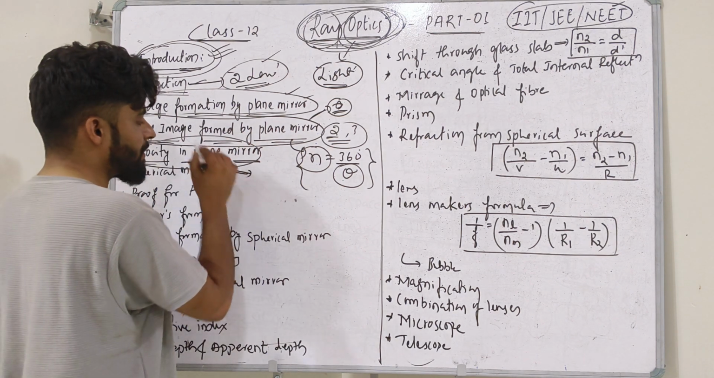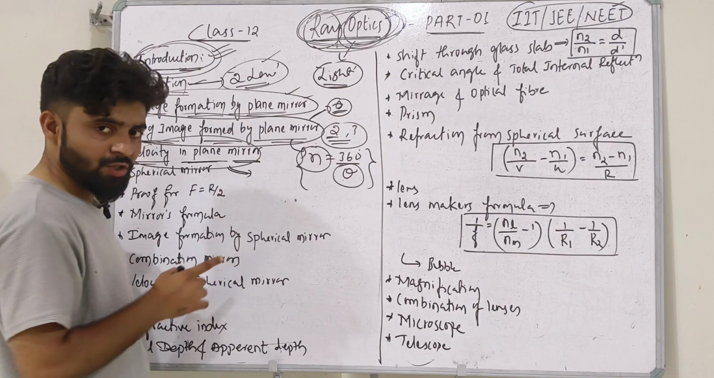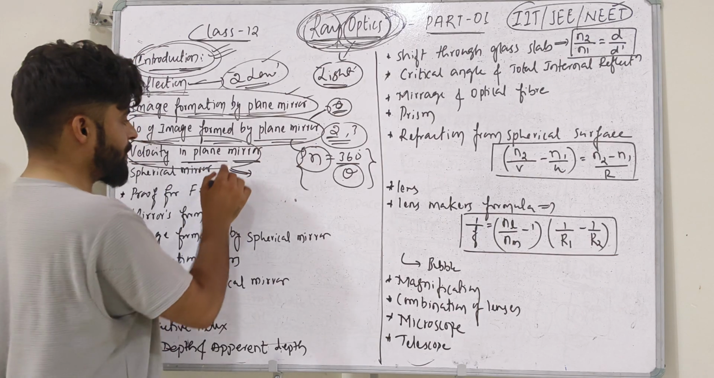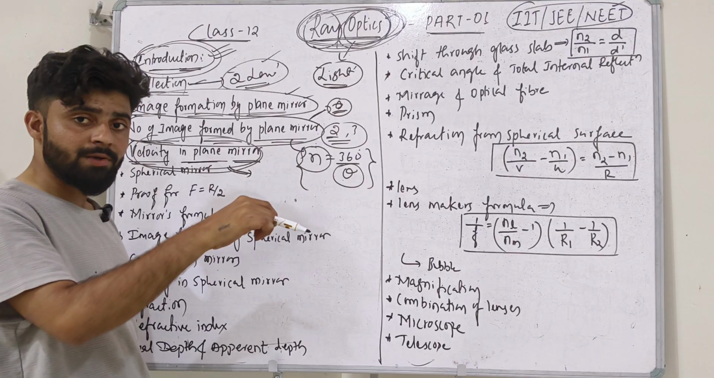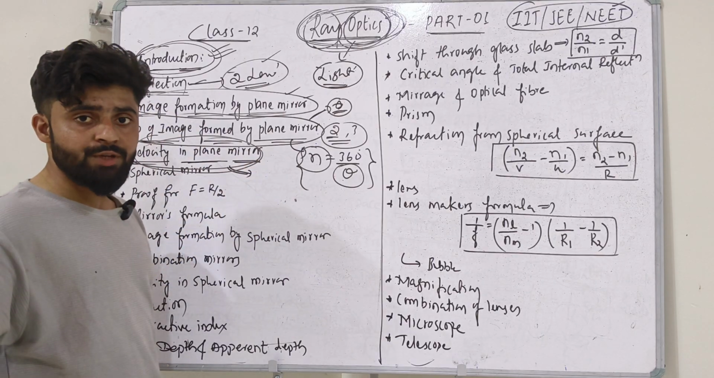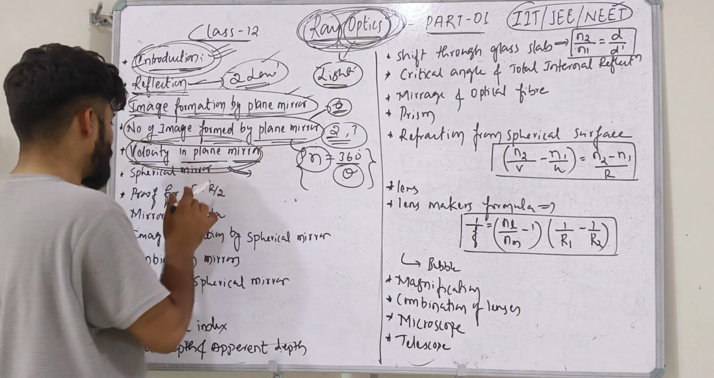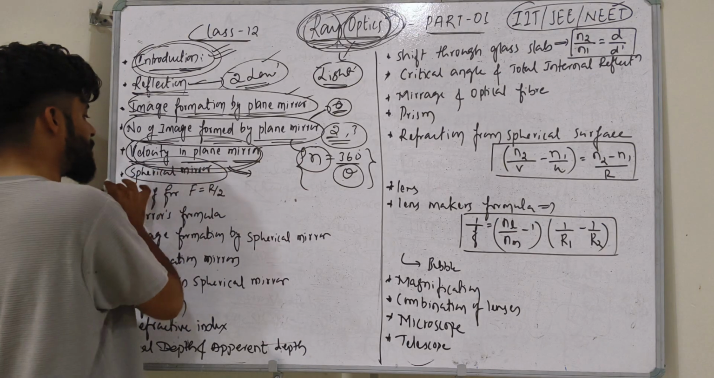Velocity in plane mirror ಏನಾಗ್ತದ? We will see in the upcoming sessions. Velocity ಏನಾಗ್ತದ? What is the velocity of images in case of plane mirrors on the basis of the object's velocity? ಏನೇನಾಗ್ತದೆ ನೋಡ್ಕೊಳ್ಳೋದು. Similarly, spherical mirrors ನೋಡ್ಕೊಳ್ಳೋದು.